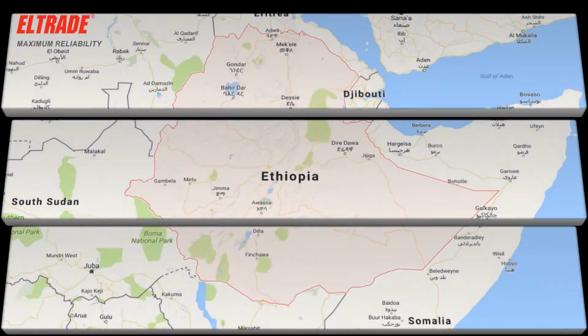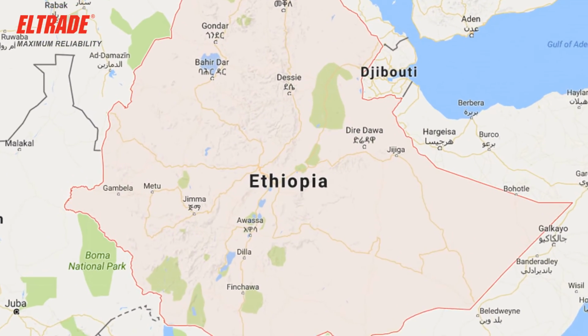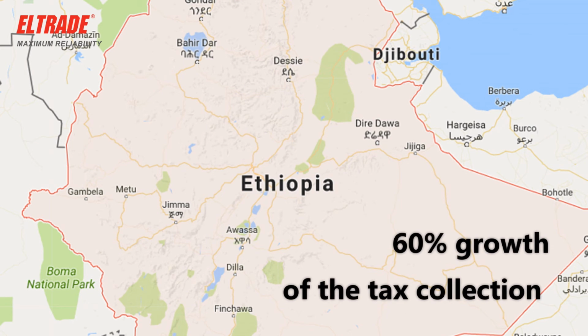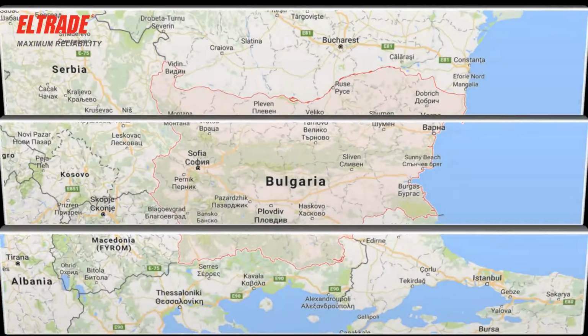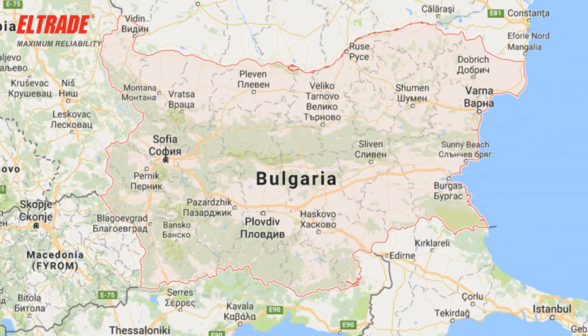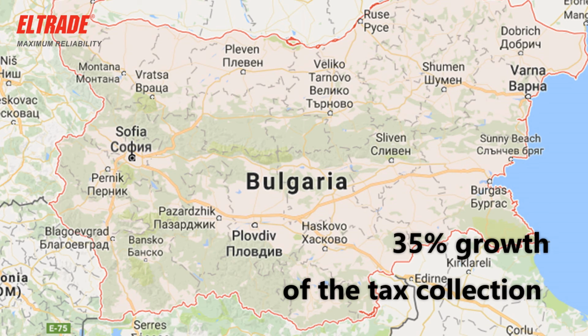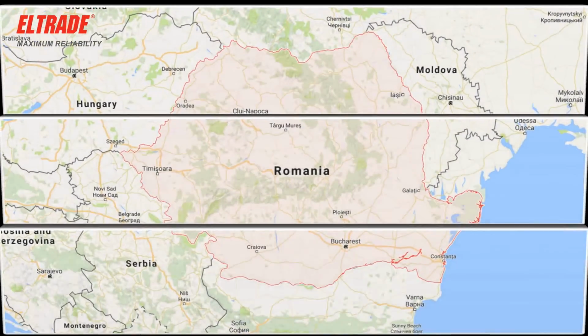For example, Ethiopia, after the introduction of GPRS cash registers system in 2009, there are reports for a growth of the tax collection with more than 60%. Bulgaria, after the introduction of GPRS cash registers system in 2011, the government officials are reporting a growth of 35% in the tax amounts collected by the revenue authority in a 6-month period.